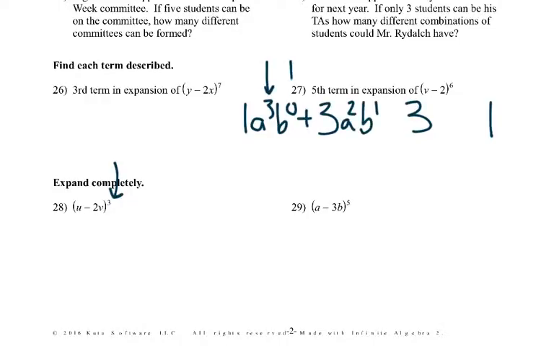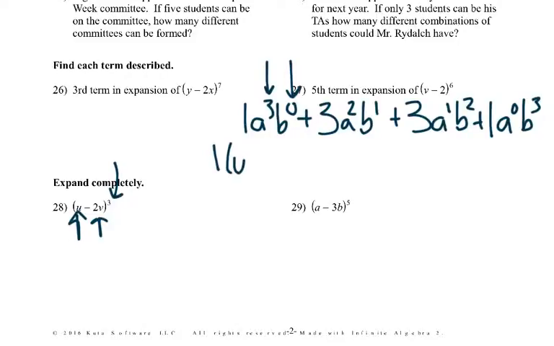Start with the highest power. They both add up to 3. A goes down, b goes up. Plus 3 times a to the 1st, b squared, plus 1 times a to the 0, b to the 3rd. So then I take my a and my b, and I plug them in.